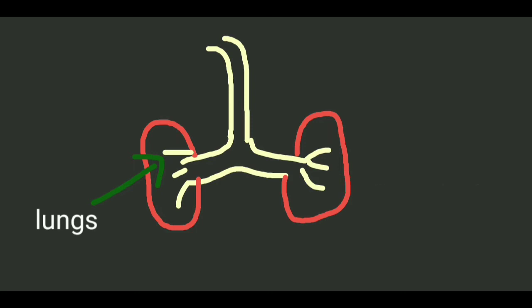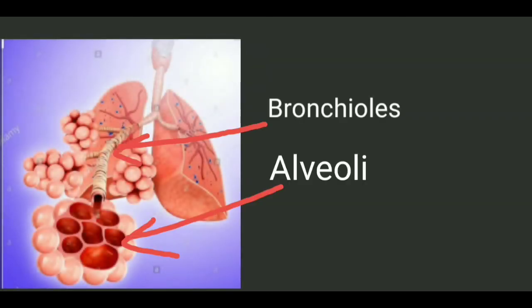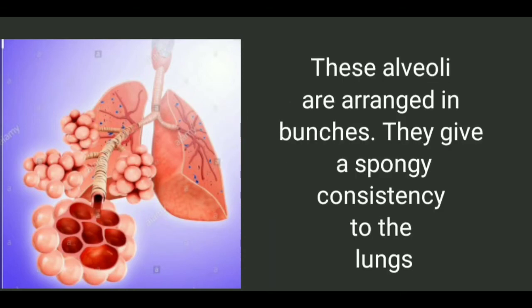And these bronchioles inside the lungs further break into microscopic air sacs, which are called the alveoli. These alveoli are organized in bunches, and each bunch is called the alveolar sac. They look like grapes in a bunch. The way the grapes are arranged in bunches, in the same way these alveoli are arranged in bunches. And these alveoli give a spongy consistency to the lungs. The lungs are spongy and they look air filled because of the presence of the alveoli.